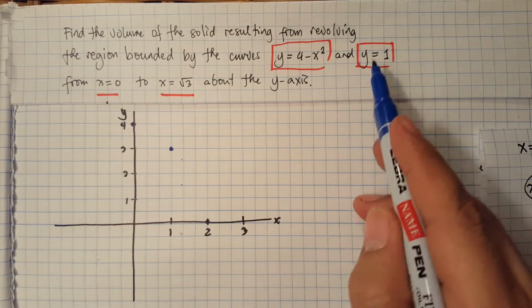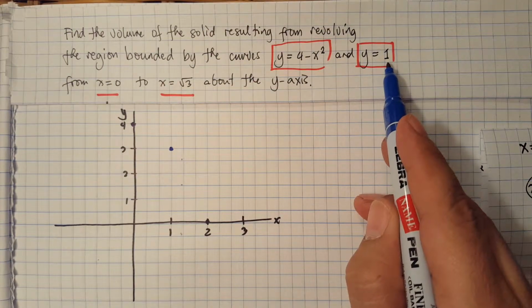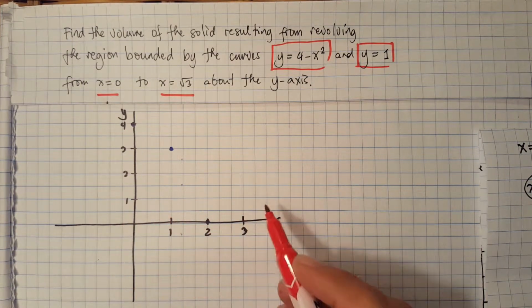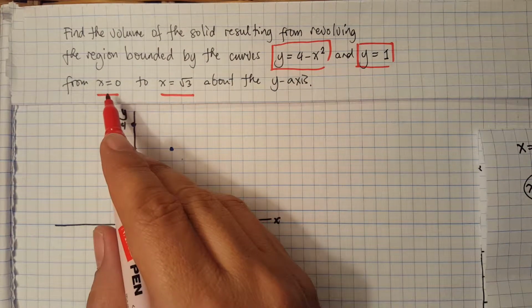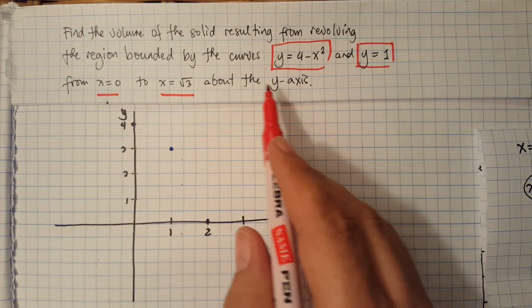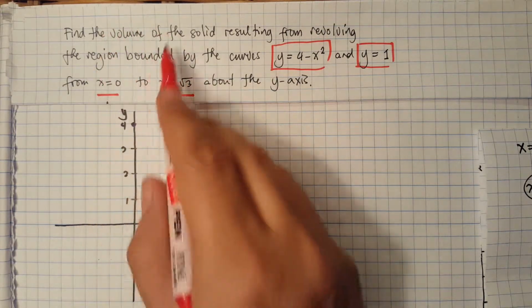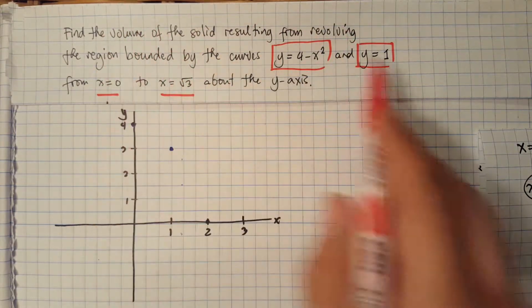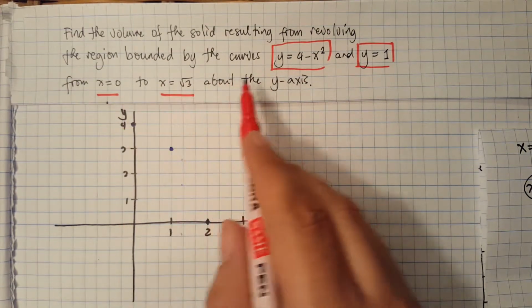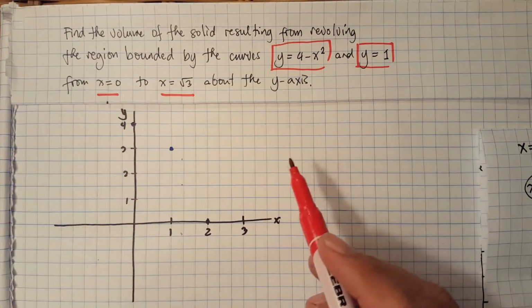Now wait. We need to also do this. y equals 1. That's a horizontal line passing through y equals 1. So we have a horizontal line here. And we are bounded from x equals 0 to x equals square root of 3. So we are finding the volume of the solid.